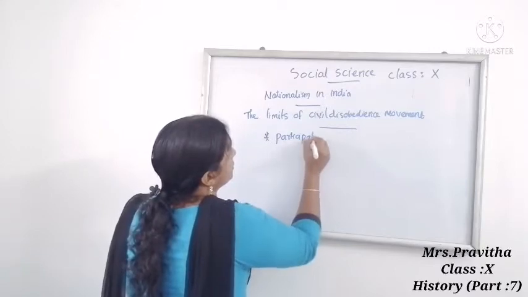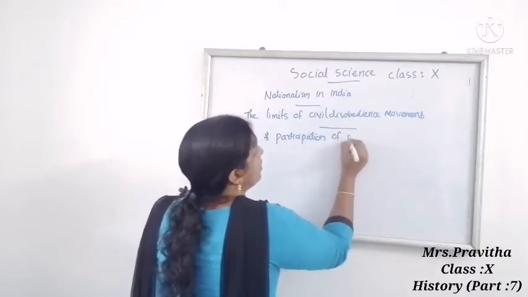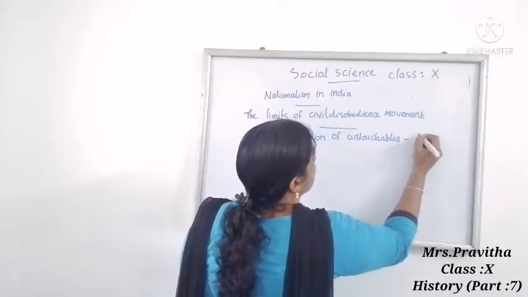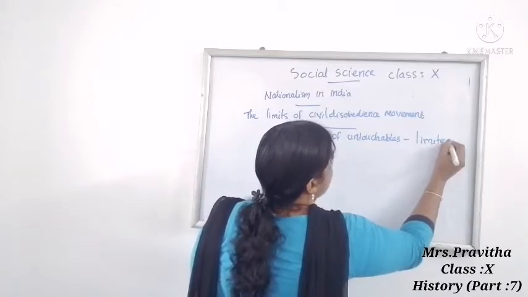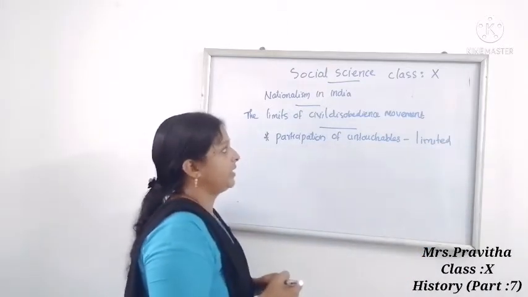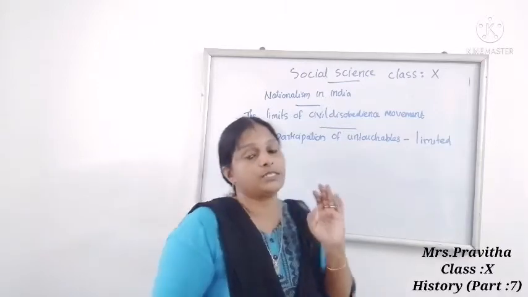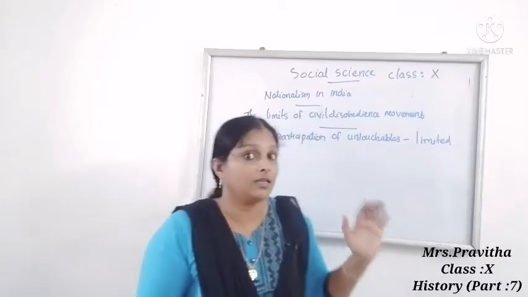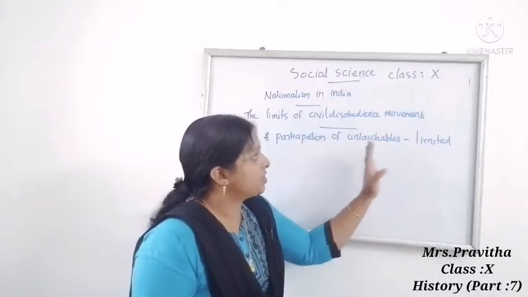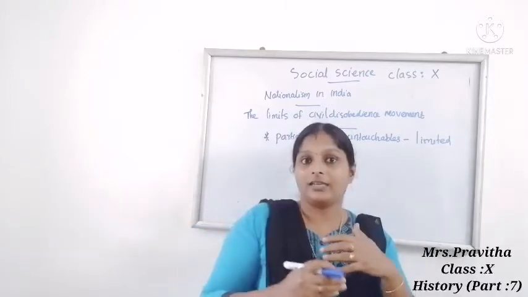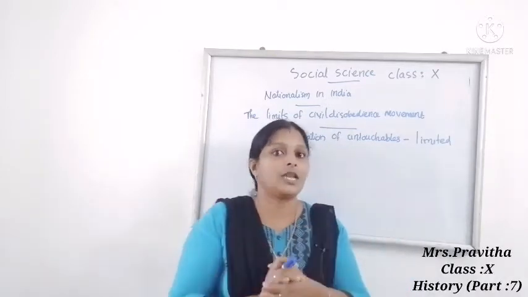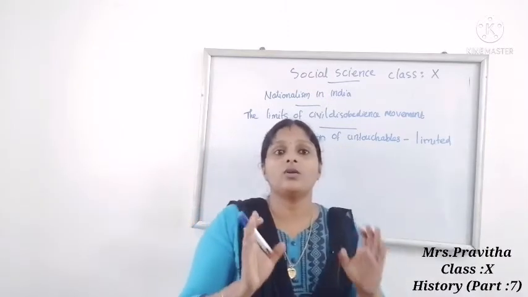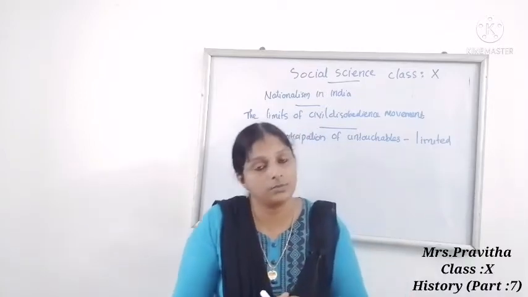The participation of untouchables was limited. Untouchables, or depressed classes, or Dalits we can say. Nowadays we use the terms scheduled castes and scheduled tribes only; this is from many years before. So the participation of untouchables, the Dalits or oppressed classes, was limited in the civil disobedience movement. This is one of the most important limitations of the movement.